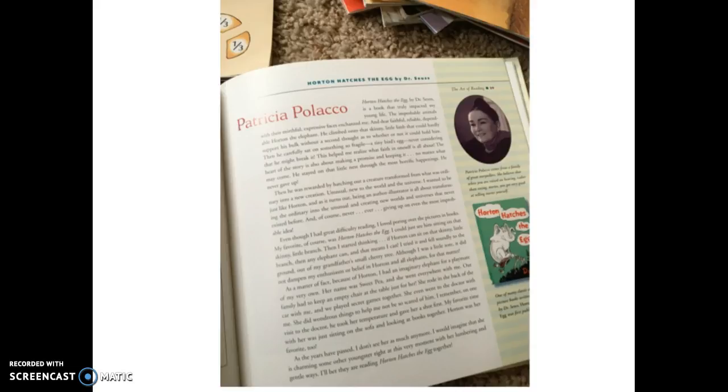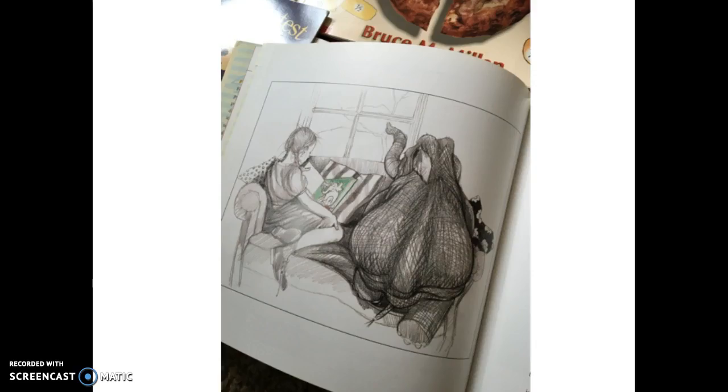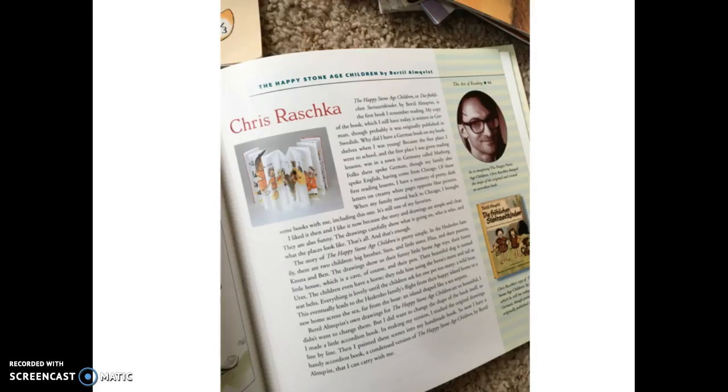Patricia Polacco was one of the people in the book, and she was influenced by Horton Hatches the Egg by Dr. Seuss, right over here. In the text of this book, it describes how she was really affected early on in her career by that, and in some of her artwork now you can see the influence of that book. Here's the reader reading the actual book that influenced her.